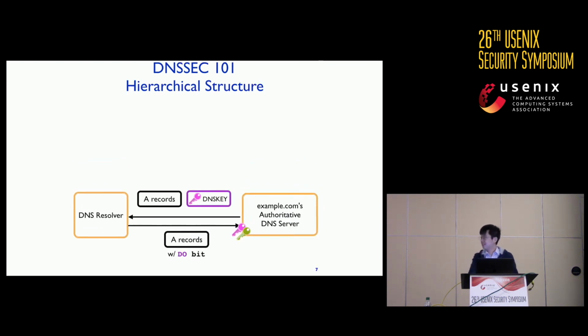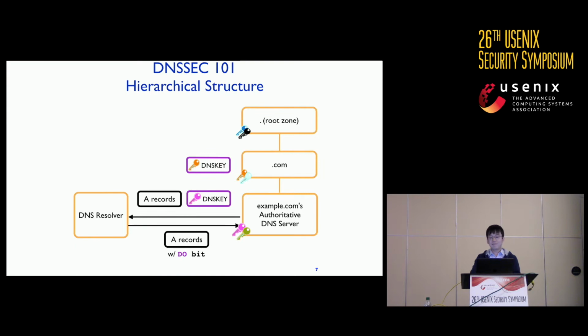To provide authenticity of the DNS key, DNSSEC mirrors the existing hierarchy. Now you can see that the .com zone has a DNS key, and also the root zone has a DNS key. The .com zone signs the DNS key record of example.com, and similarly, the root zone signs the .com zone. What you can see is a chain of trust. The root signs .com, .com signs example.com, and the example.com key signs a record. So now let's see how this actually works in practice.